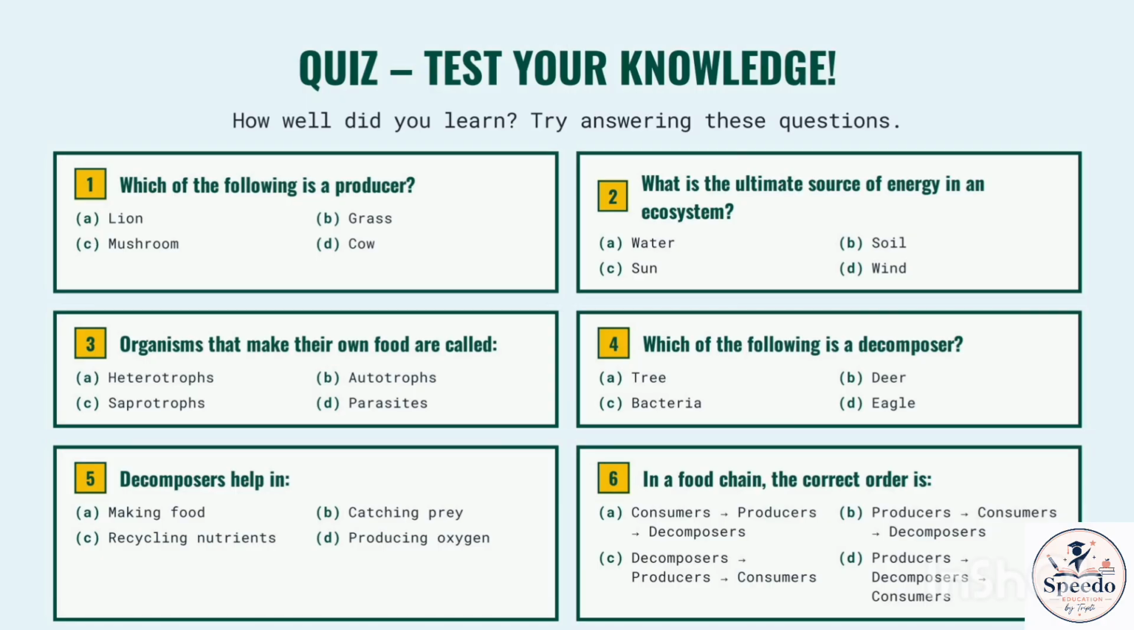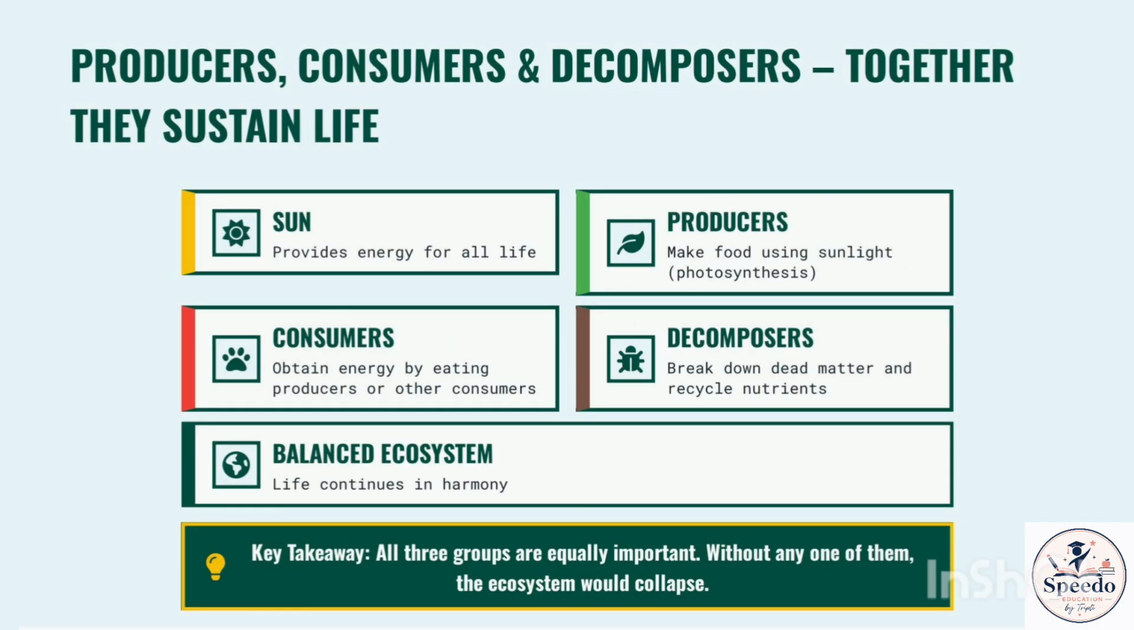Last question, which organism forms the first trophic level? Answer is producers. So, today we learned that every organism has an important role in nature. Producers prepare food and convert solar energy into chemical energy. Consumers transfer this energy by feeding on plants and other animals. Decomposers recycle nutrients and return them to the environment. Together, these three groups maintain ecological balance and make life on Earth possible.